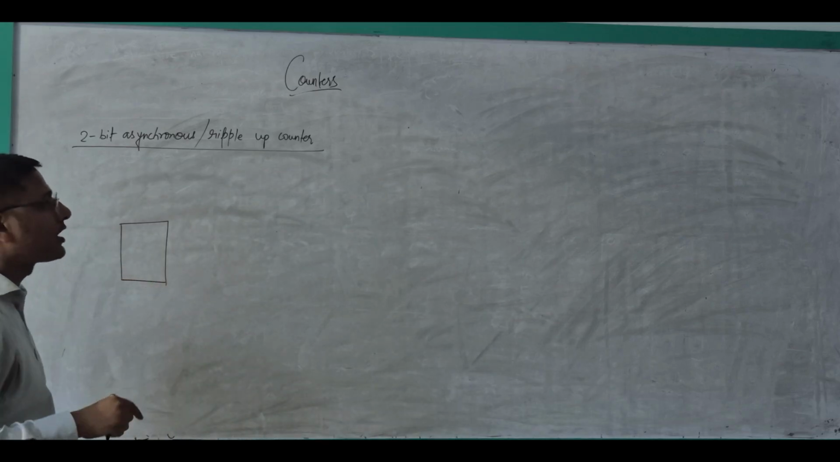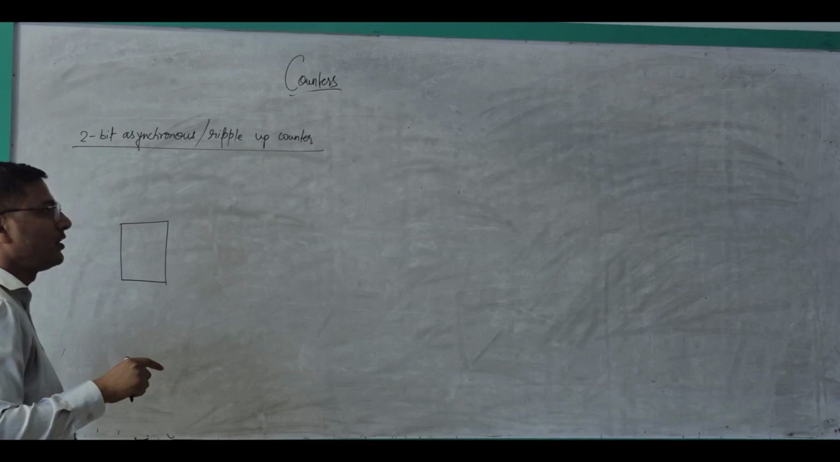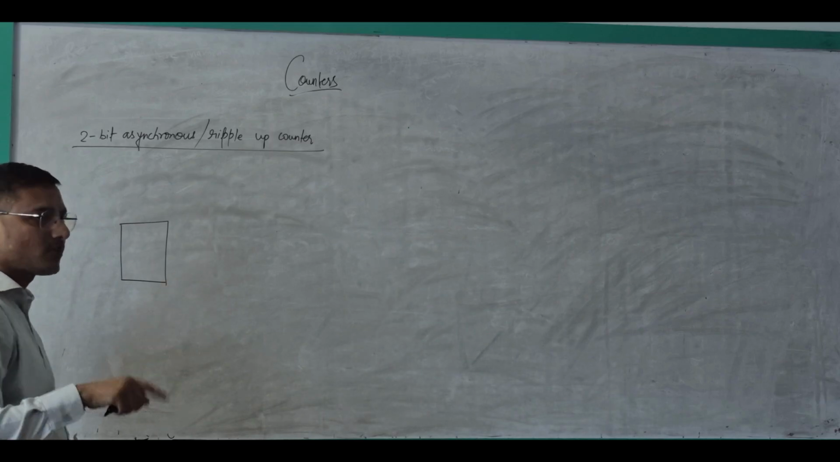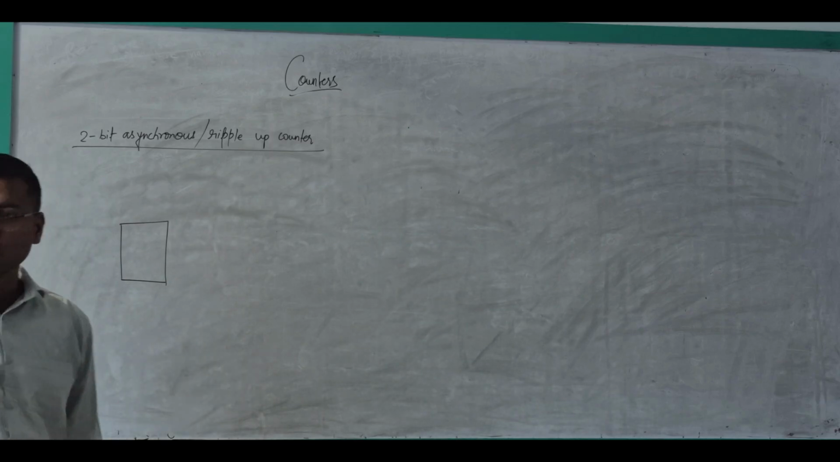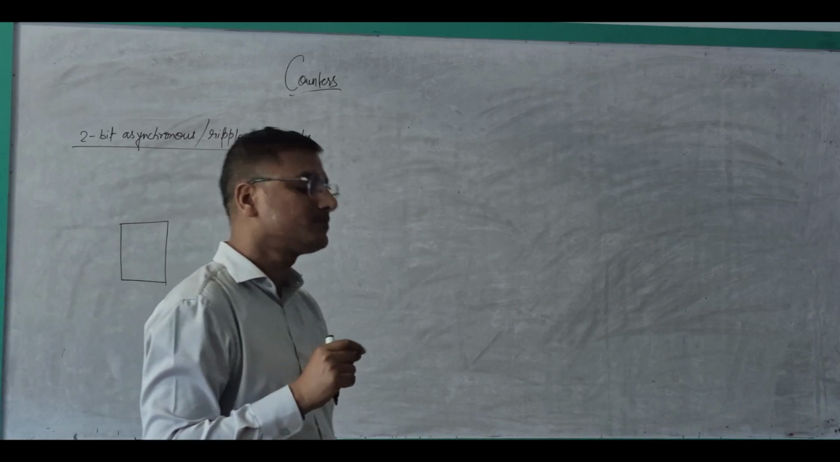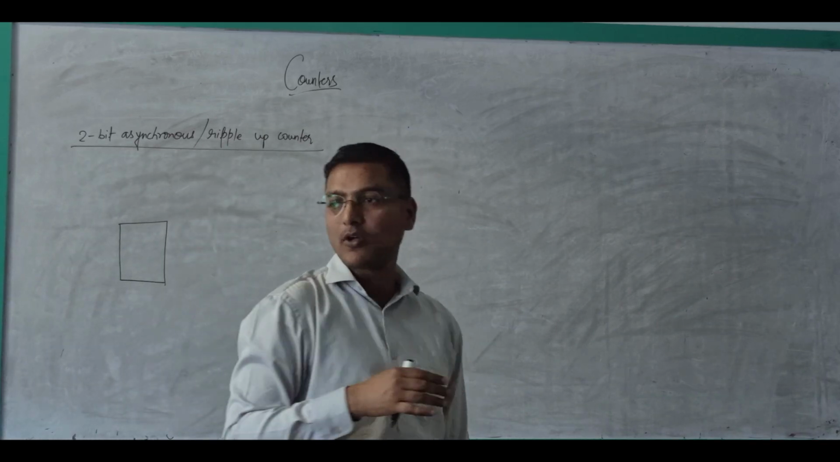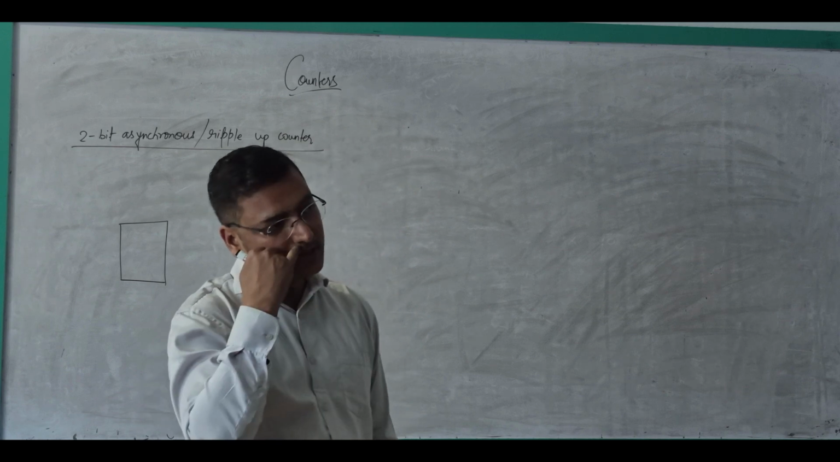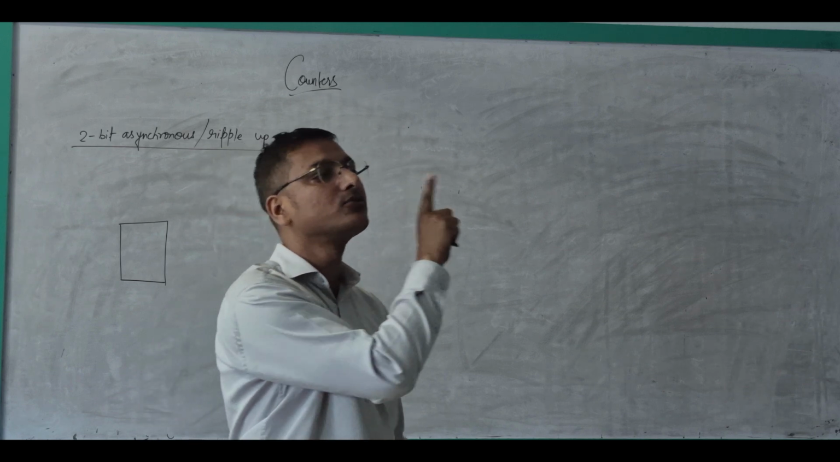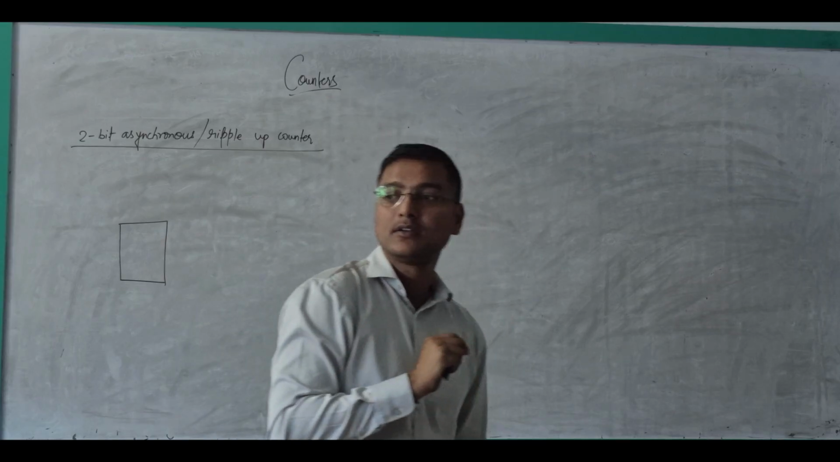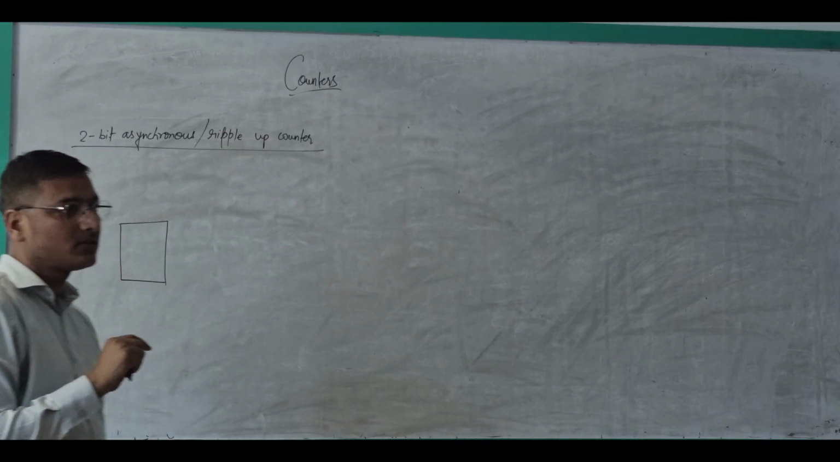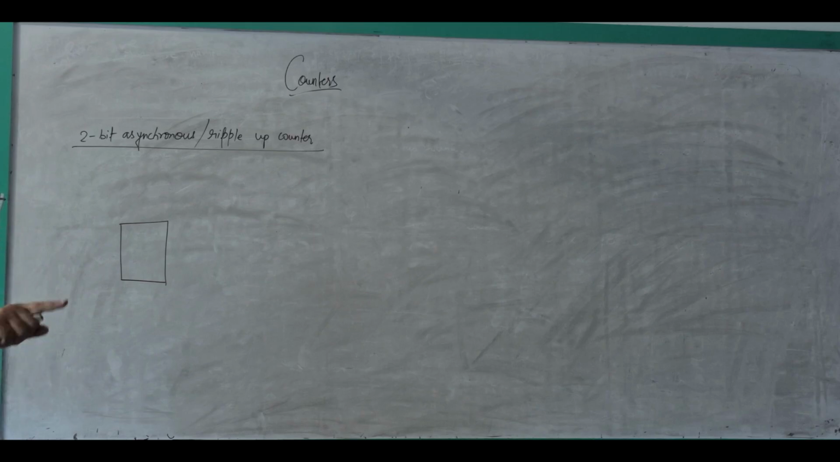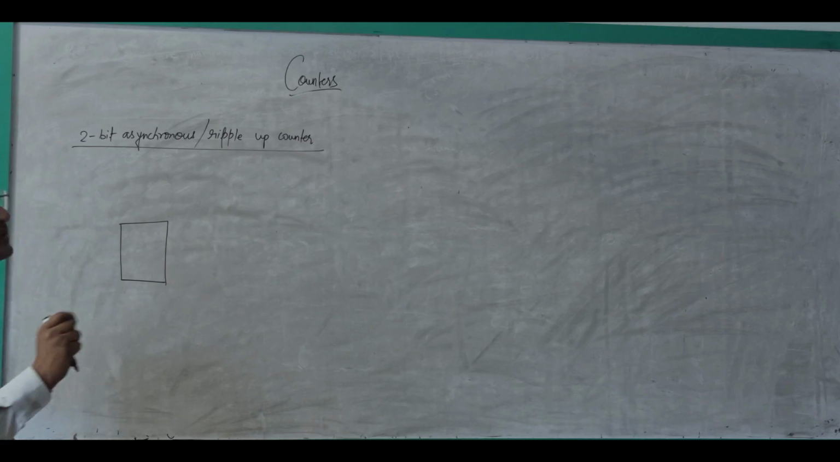If you use JK, then you have to give 1 to both inputs. I told you in the class about the toggling effect of the JK flip flop: toggling happens when both inputs are 1, and this whole application is in counters. So either you can use JK or you can directly use T and keep the value of T as 1.